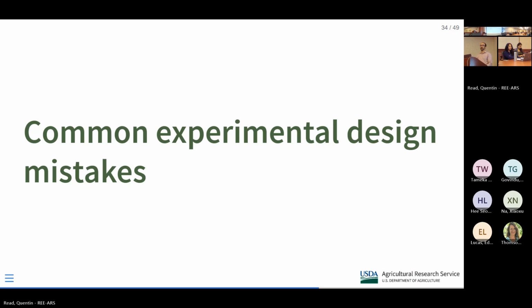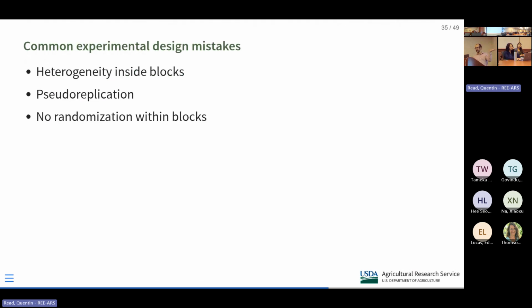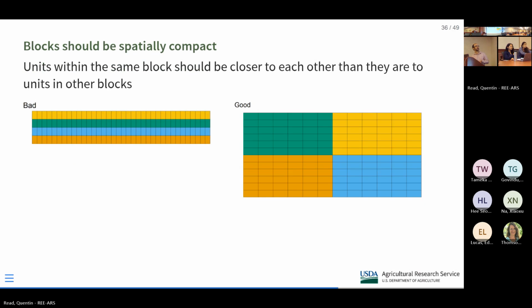So if you didn't set up the experimental design right, no statistical method can get you out of that problem. Because if you see a difference, you're never going to know for sure if it was because of the treatment or because of the environmental variation. So yeah, this leads into the next section, the mistakes that we make in experimental design: if you have too much variation within your blocks, if you do pseudo replication, or if you don't have randomization within blocks.